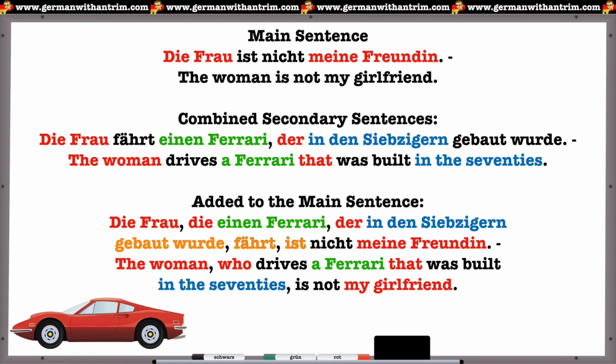All of that is to say that in the end we have three conjugated verbs in a row: wurde, fährt, and ist. Each of them is conjugated to agree with a different subject: der Ferrari from the third clause, die Frau from the second clause, and die Frau from the main clause.